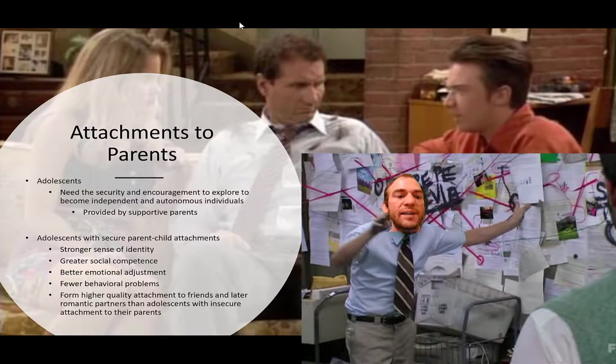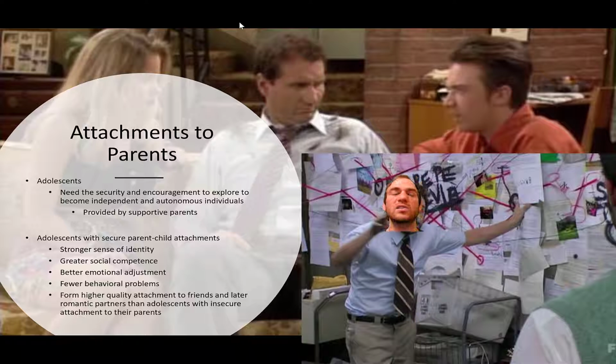Attachments to parents and adolescents. Adolescents need the security and encouragement to explore, to become independent and autonomous individuals provided by supportive parents. Obviously, this also has cultural variability. Adolescents with secure parent-child attachments have a stronger sense of identity, greater social competence, better emotional adjustment, fewer behavioral problems, and form high-quality attachments to friends and later romantic partners than adolescents with insecure attachments to their parents.